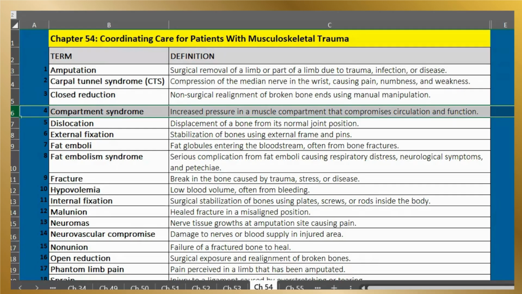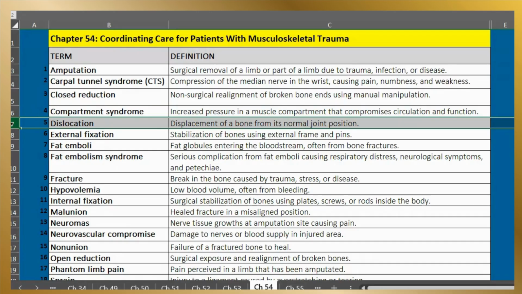Compartment syndrome: increased pressure in a muscle compartment that compromises circulation and function. So it's a pressure trap inside the muscle compartment. And I have a picture of that too.